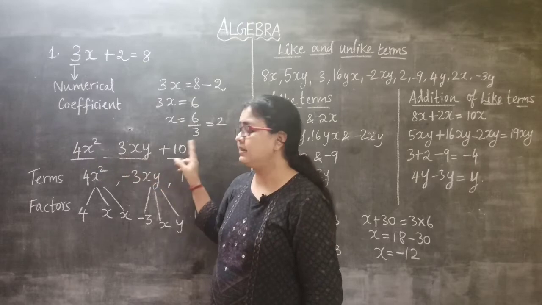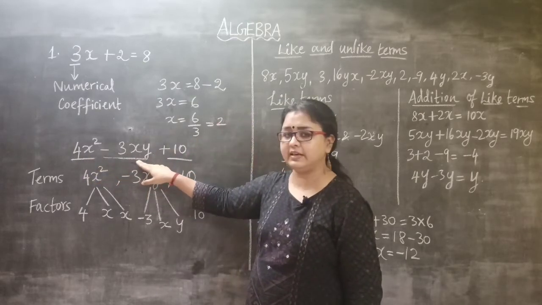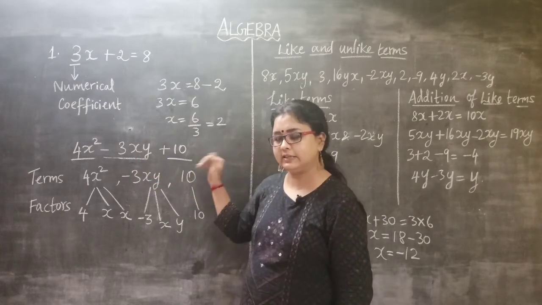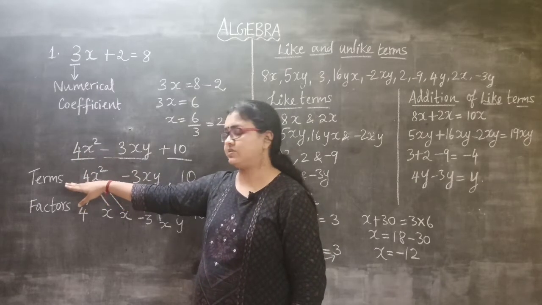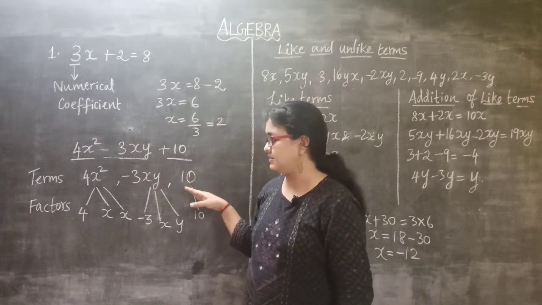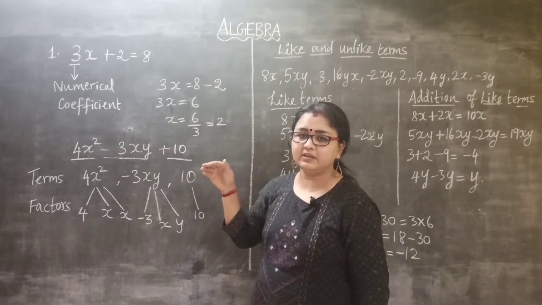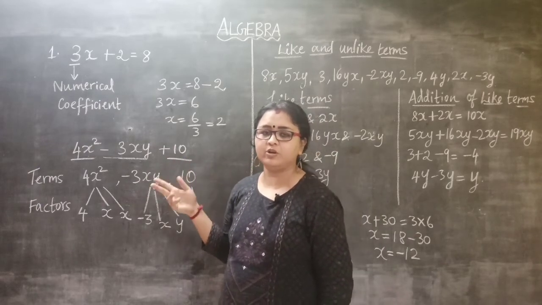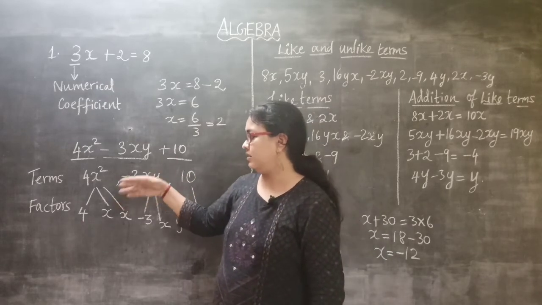Here 3 terms are given, that is 4x square minus 3xy plus 10. Even a constant is called a term. 4x square is one term, minus 3xy is another term, and plus 10 is another term. So there are 3 terms in it. What is meant by a single term, and when there are 2 terms, what do we call them? Those things will be uploaded in the coming videos, so you can watch those.